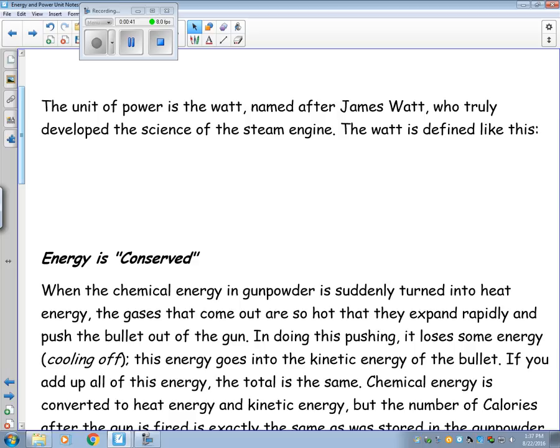So first off, the unit power. The unit for power is the watt. It was named after James Watt, and he truly developed the science of the steam engine. And basically the way we define it is we say that 1 watt, which we use a capital W for, is equal to 1 joule per second.